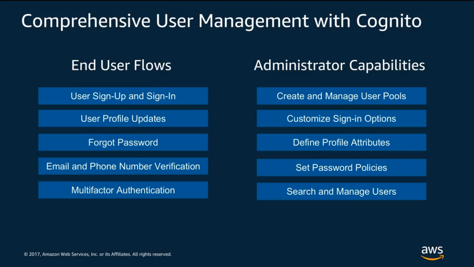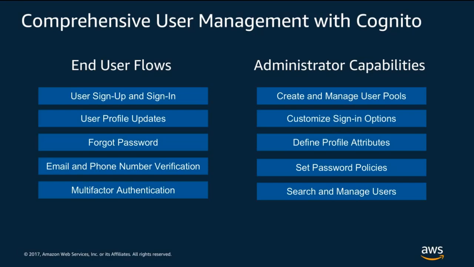You can provide features like signing in and signing up. Users could update their profiles, like their address, their email, their phone number. I've forgotten passwords in the past. I'm sure you have. Cognito User Pools lets you take care of that as well. You can also do email and phone number verification and multi-factor authentication using Cognito User Pools. So that's on the end user side.